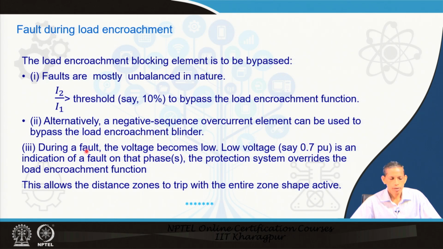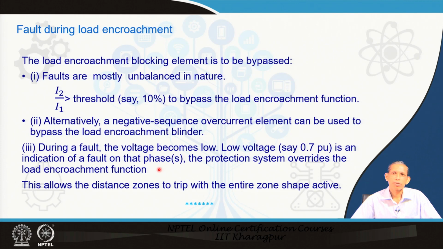Third option: during a fault the relay voltage will go down, there will be a voltage sag or voltage dip. So, if a low voltage, say less than 0.7 per unit, is observed in any of the phases, then it is considered that this is a fault and the load encroachment function can be bypassed at that time. Thereby, this approach allows the distance relay zones to trip, using the full zone area associated with that zone.